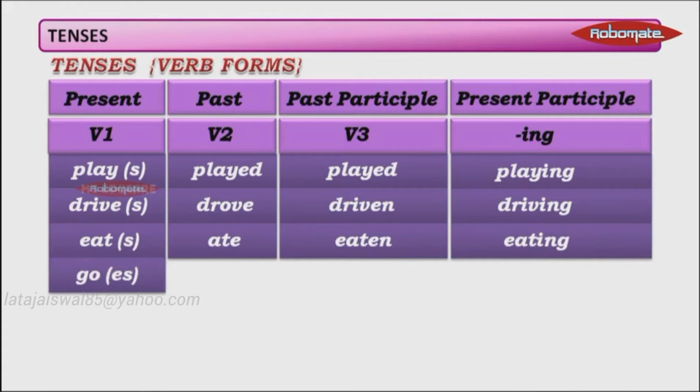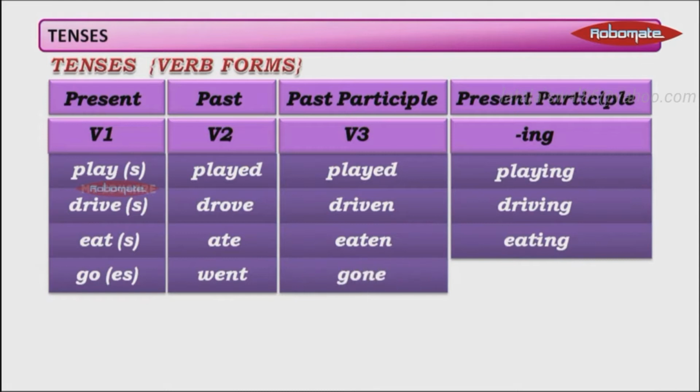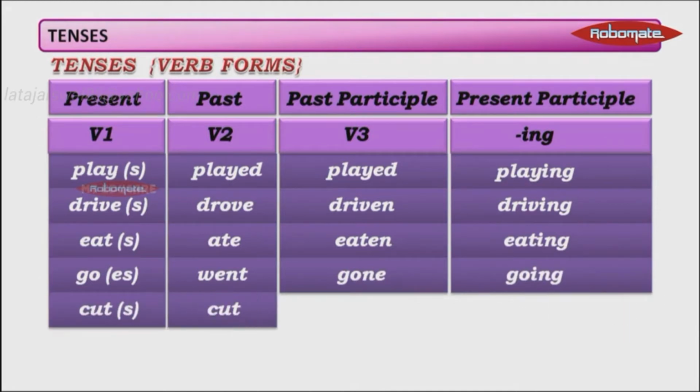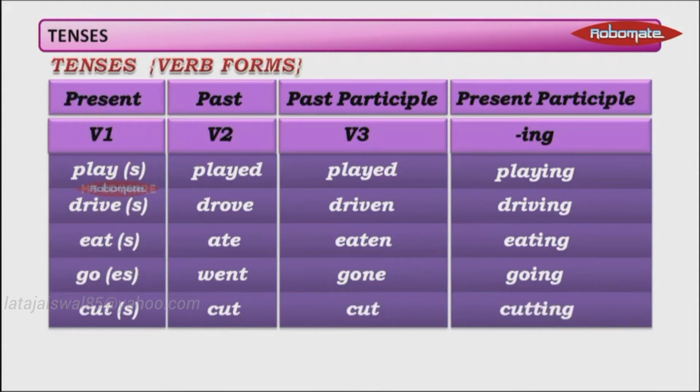The next one now. Go, goes. Past will be a total different one, went. The past participle gone and the present participle once again ending with ing, going. The next one, cut. Past is the same, cut. Past participle cut. Present participle cutting. Students, I know that you all know the word cut cannot have cutted, cutten as the past or the past participle. Thus, even the words like put, putted, putten or hurt, hurted, hurten, we do not have such words in English. They all remain the same.